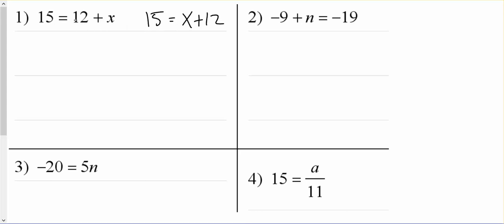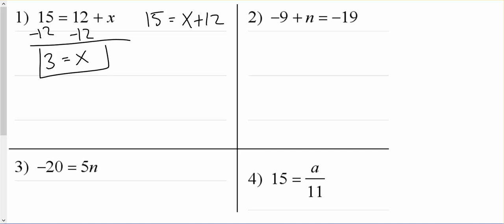We can plug in a 3 here. Does 12 plus 3 equal 15? Yes, it does. How about this one? We're adding negative 9 and n together to make negative 19. Well, what's the inverse of adding negative 9? It would be to add a positive 9. So n equals negative 19 plus 9.